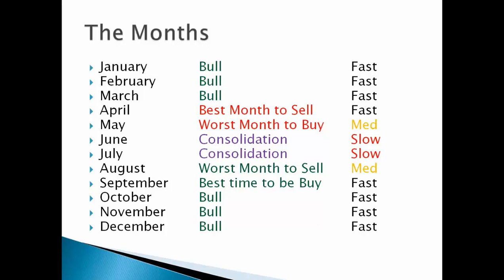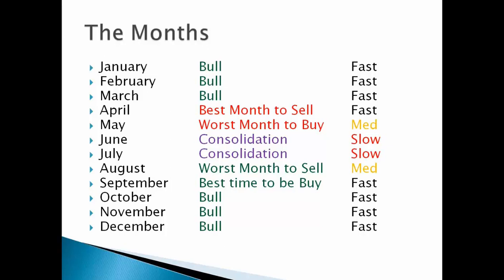After May 1st, we start to slow down going into the summer. June and July are consolidation months, and August. Okay, June, July, and August, between Memorial Day and Labor Day, we have consolidations. They're medium, slow, and medium, with June and July and August being the slowest months. They're consolidations. August is the worst month to sell historically.